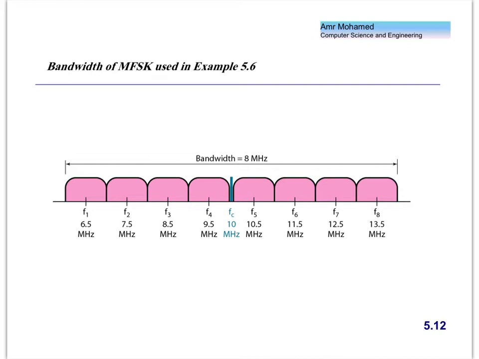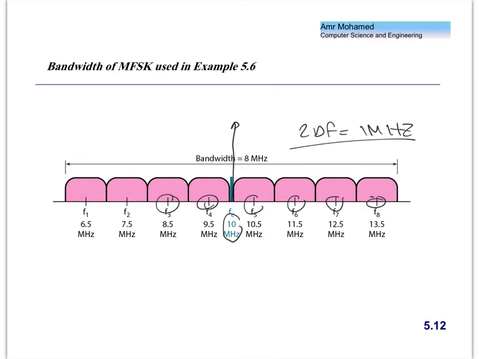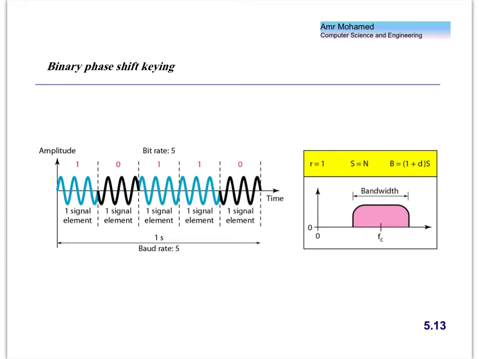So this is what the spectrum looks like for this example. You have the carrier frequency here around 10 megahertz, and you can easily calculate the middle frequencies for each symbol. As I said, we selected 2 delta f to be 1 megahertz, which happens to be the minimum 2 delta f, because 1 plus d times s is also 1 megahertz.